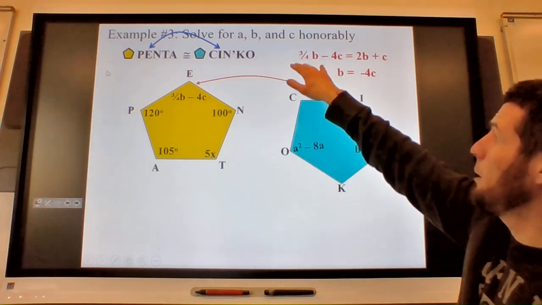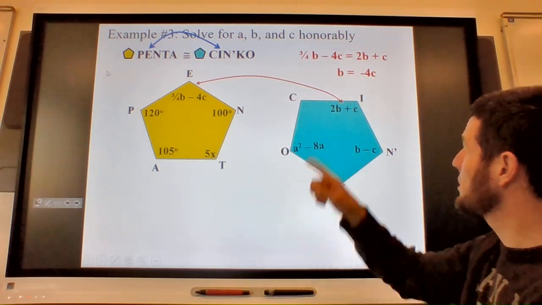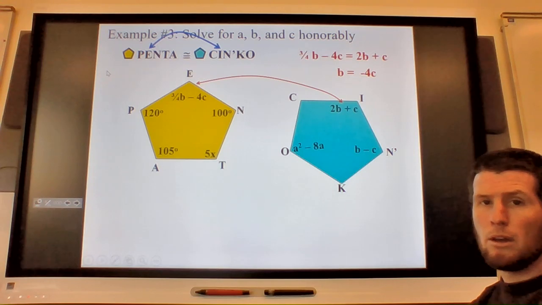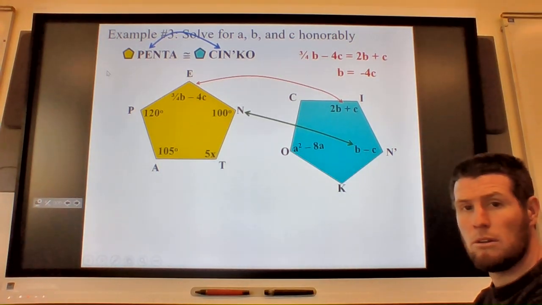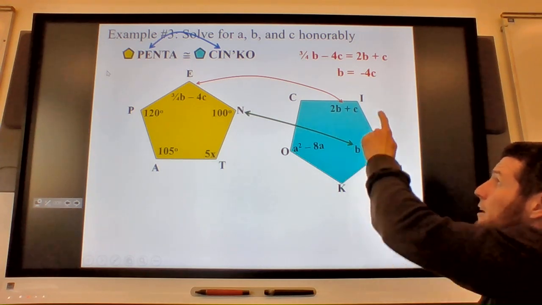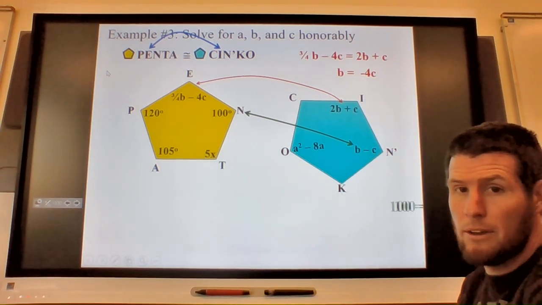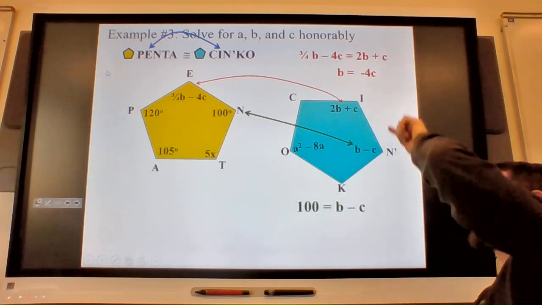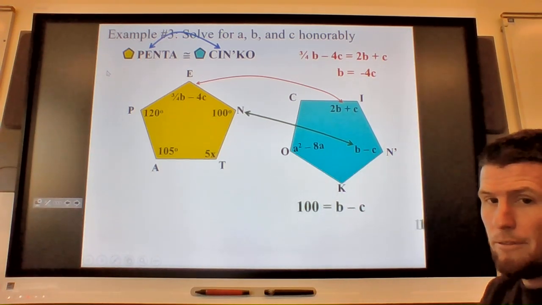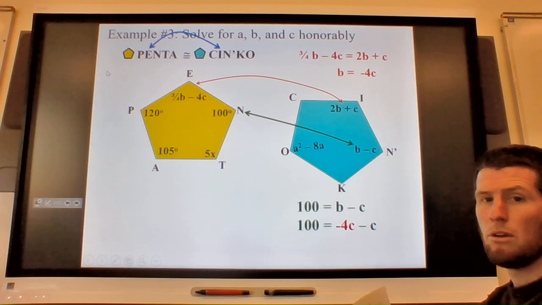Now, if you clean this one up, maybe clear the fractions, you could get that relationship as well. With B isolated, I would recommend a little substitution here. Get B out of there and plug in negative 4C. It allows you to solve that second equation. So these two equations are a system of equations. You're going to love it. And you can solve those.